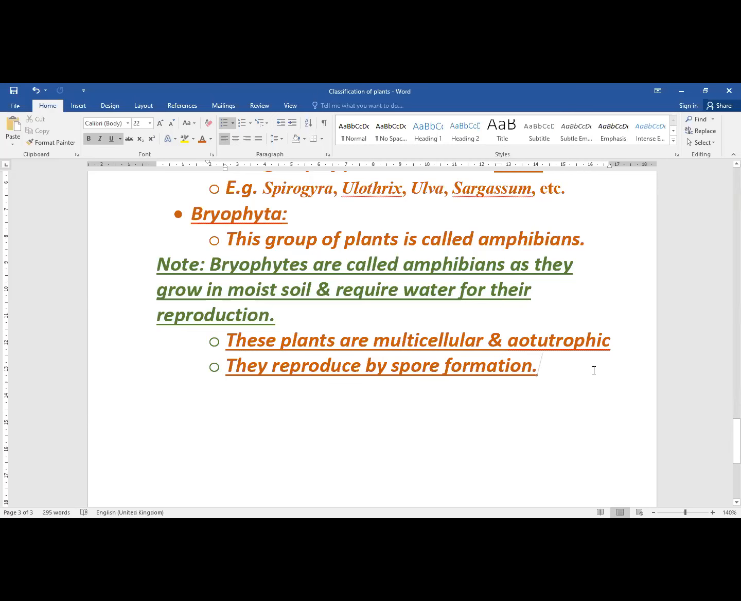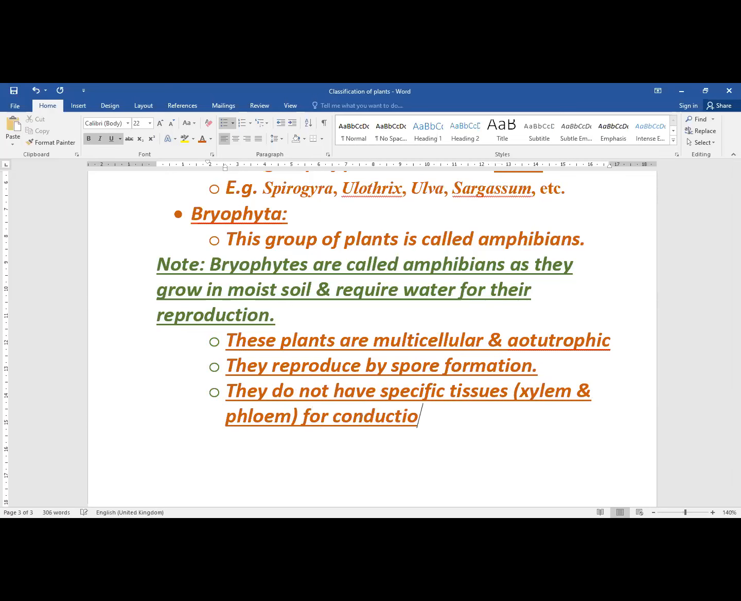Another important point about bryophytes. They do not have specific tissues like xylem and phloem for conduction of food and water. But they have rhizoids, by which they can supply all the required nutrients to the other parts.